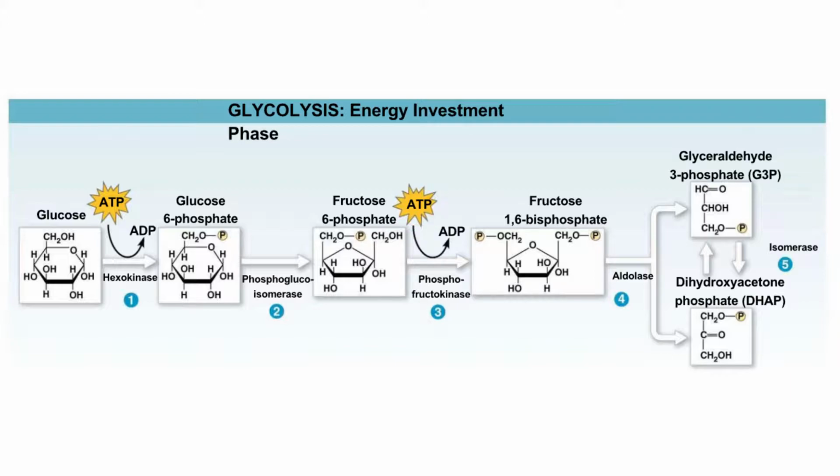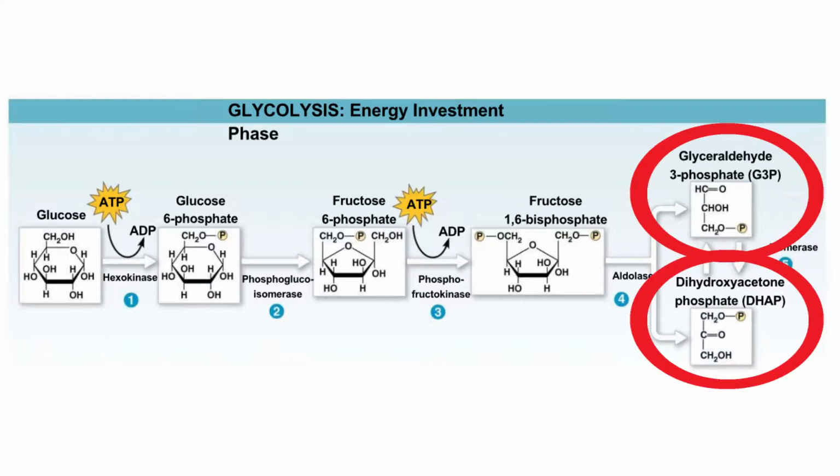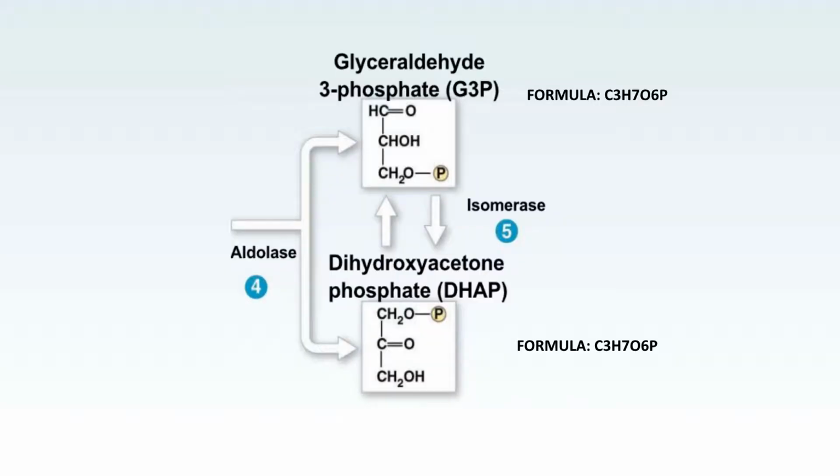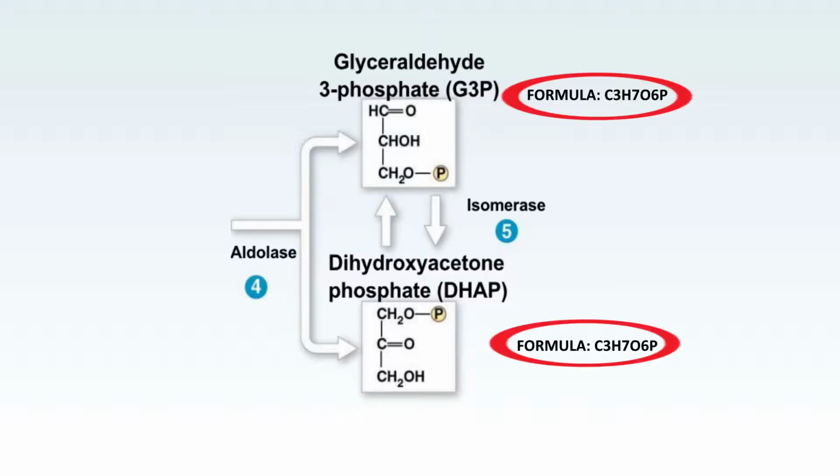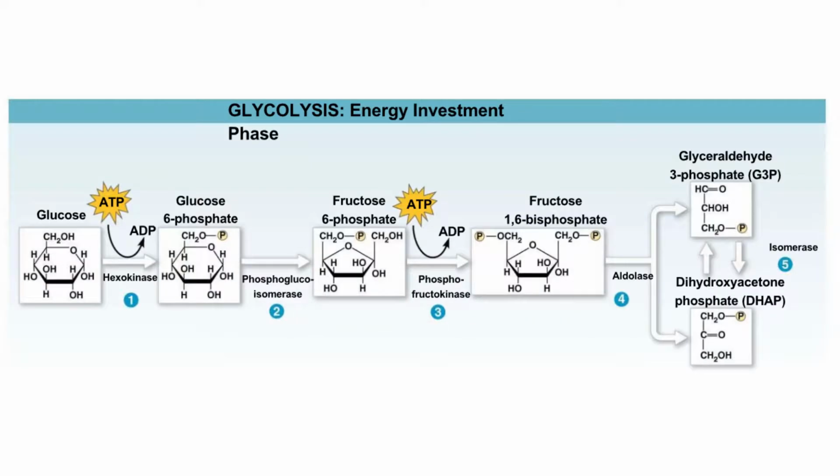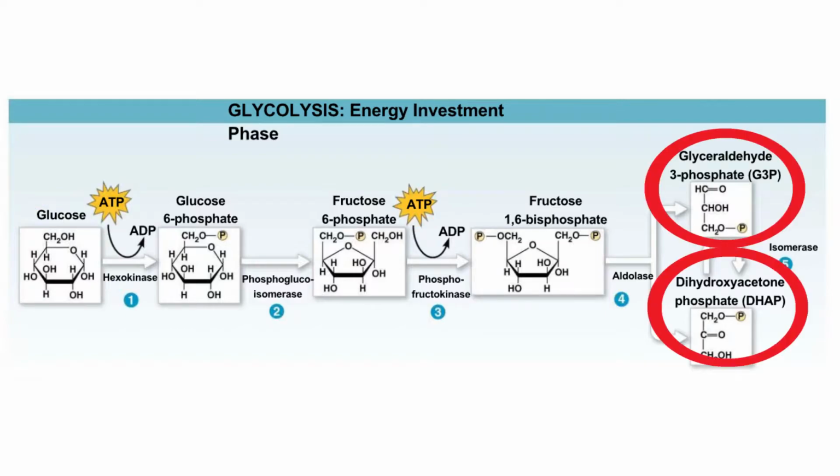And then finally, you break that apart into your dihydroxyacetone phosphate and glyceraldehyde 3-phosphate. Something that's interesting to note is that these both have the exact same chemical formula, they just have different structures, which is why the enzyme isomerase can convert between them really easily. Once again, all you need to know is that you take your glucose and you use 2 ATP in this step, and you end with some dihydroxyacetone phosphate and glyceraldehyde 3-phosphate.